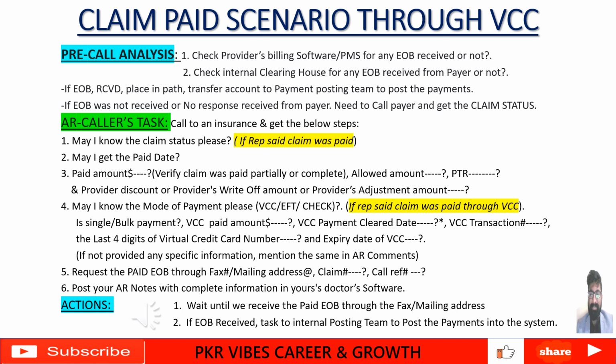What is the first CPT, how much was it paid, and what is the second CPT, how much was it paid. You have to get the complete information for both CPTs. That is the payment details, third point. So coming to the fourth point, this is a very important question. May I know the mode of the payment, please? Mode means how this claim was paid.